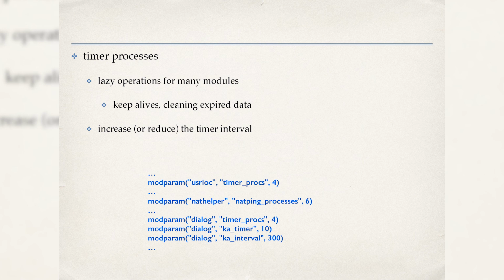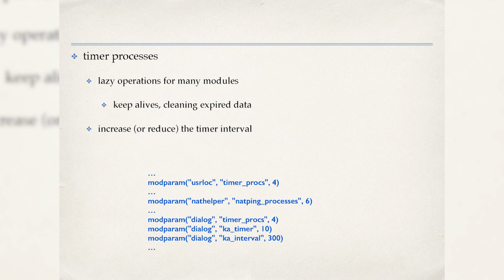One would be timer processes. We know that, UDP is not reliable, and you have to do retransmission over UDP. But besides that, there are different modules that will have to do timer-based operation. Like you have a lot of phones behind the net.